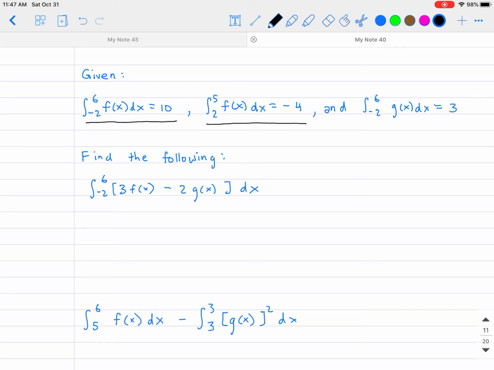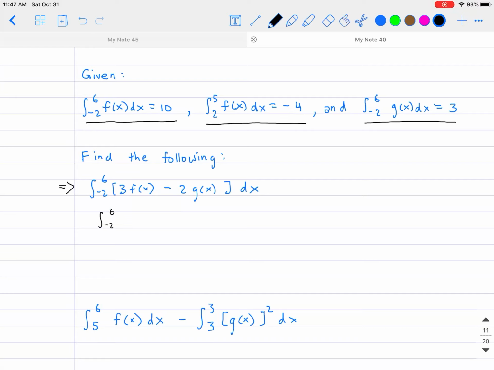One is that the integral of f of x from -2 to 6 is equal to 10. The integral of f from 2 to 5 is -4, so that means it's probably below the x-axis. And finally, you have another function, g of x, whose integral from -2 to 6 is equal to 3. And I want you to find the following over here. Let's use the properties to see if we can solve for each one of these.